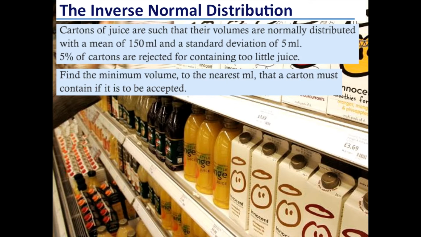Let's have a look at a more realistic real-world question now then. Cartons of juice are such that their volumes are normally distributed with a mean of 150 millilitres and a standard deviation of 5 mils. We're told that 5% of cartons are rejected for containing too little juice, so we're asked to find the minimum volume to the nearest millilitre that a carton must contain if it is to be accepted. So just pause that and have a go at that yourself.